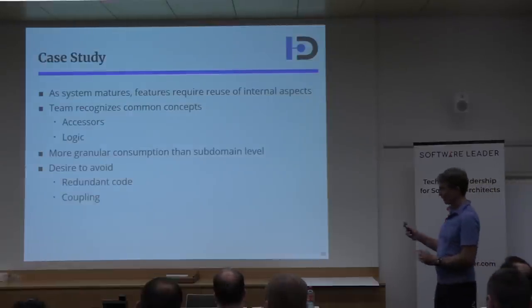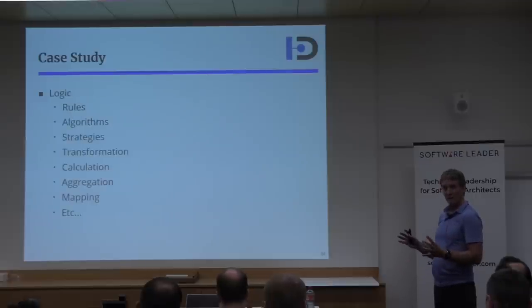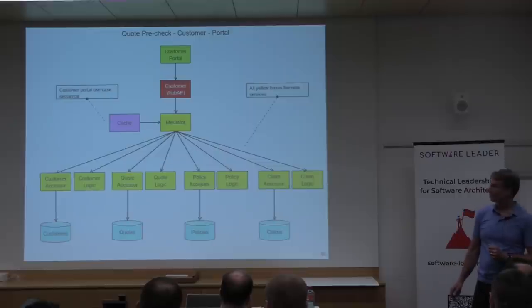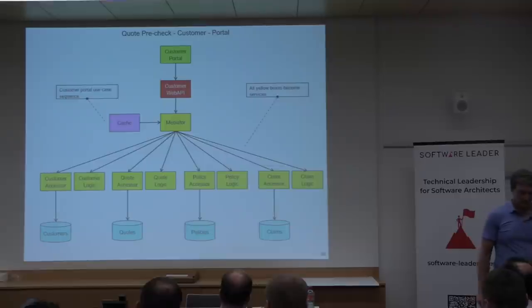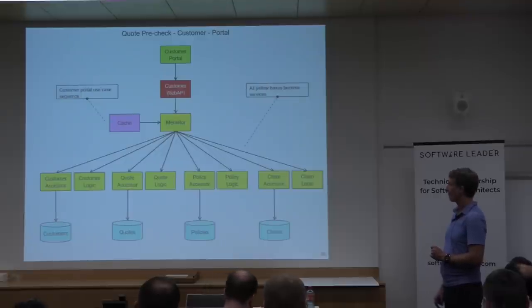And they want to avoid the redundant code that was still existing in some of the domain services, and they want to aggregate it together. So there's accessors for the database, third-party APIs, files, other resources all jacked into there. There's a bunch of logic also jacked into all those different domain services. So we start breaking it out. We divide the data interactions from the logic interactions so that we can reuse them independently. But this is still creating a problem, right?